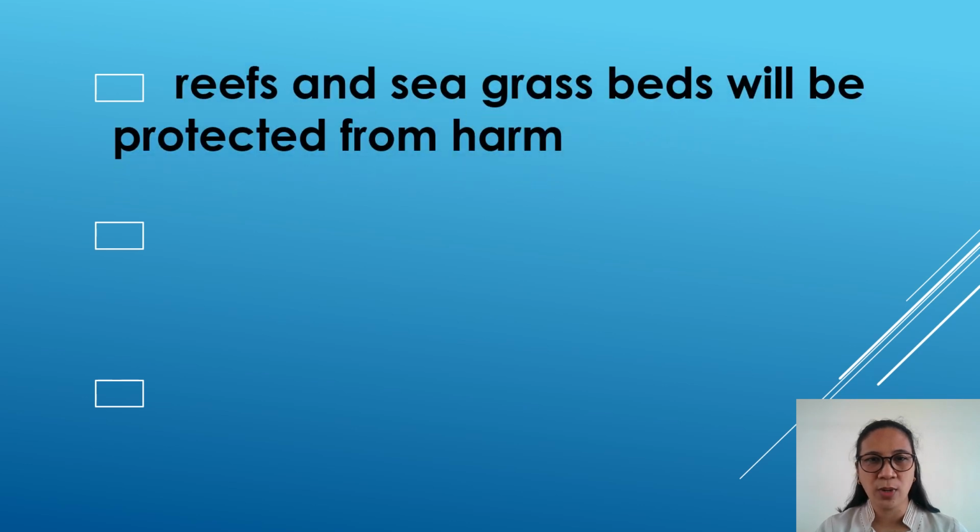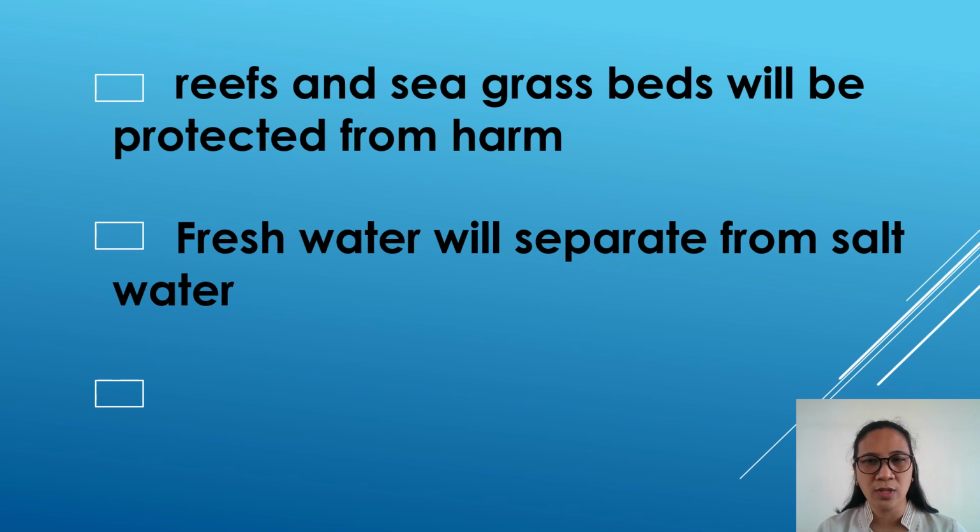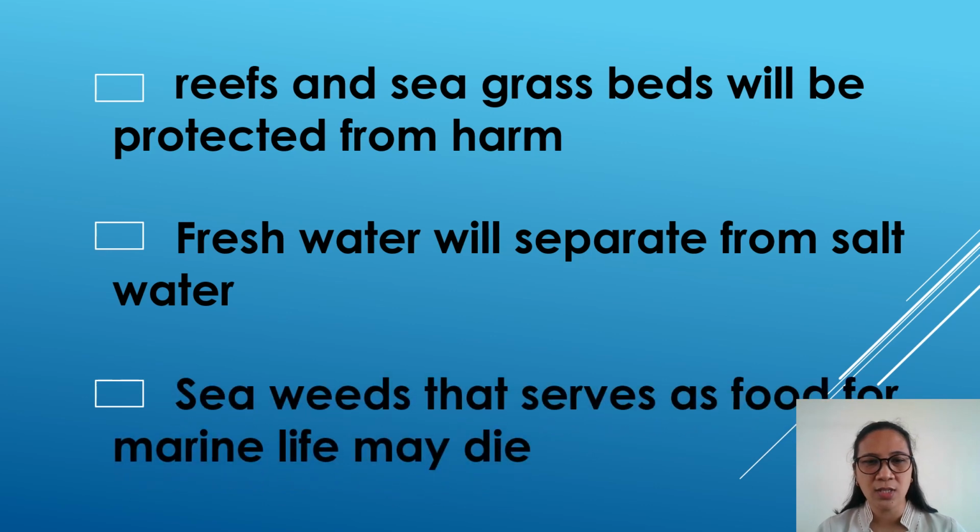And for our last questions, reefs and seagrass beds will be protected from harm. Next, fresh water will separate from salt water. And for the last question, seaweeds that serve as food for marine life may die. Which among these will have a thumbs down? Okay, so for the last question, that has the thumbs down.